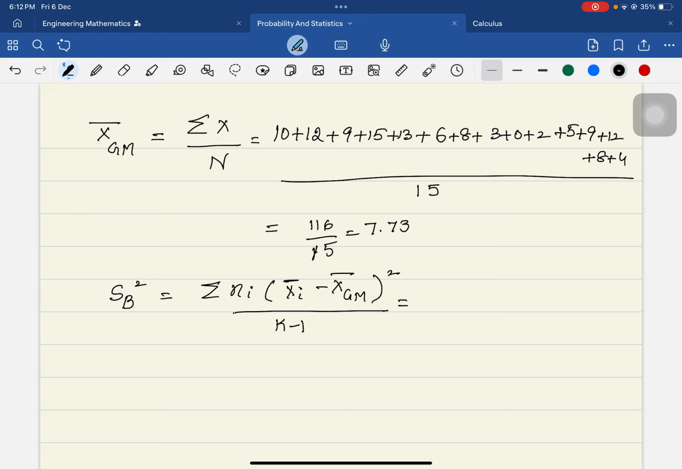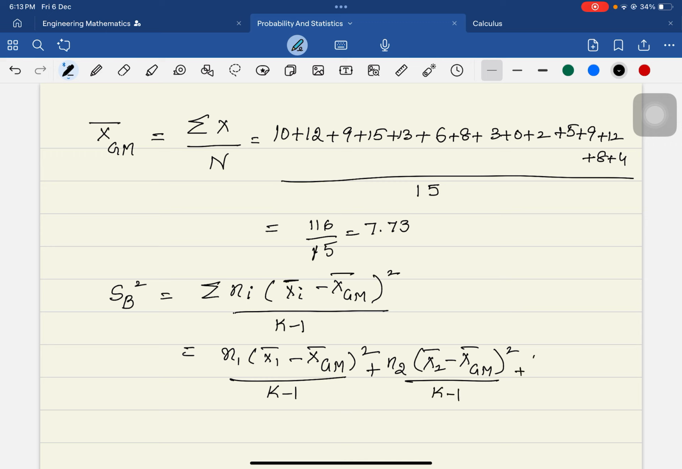It is summation ni. What is ni here? It is the number of observations in each group, so in each group I have 5, so 5 times x1 bar. First of all, let us expand this to understand it. This is given by n1 into (x1 bar minus xgm bar) the whole square by k minus 1, plus n2 times (x2 bar minus xgm bar) the whole square by k minus 1, and so on. For as many groups as there are, that many terms will be there. Since we have only 3 groups, we can write it like this.